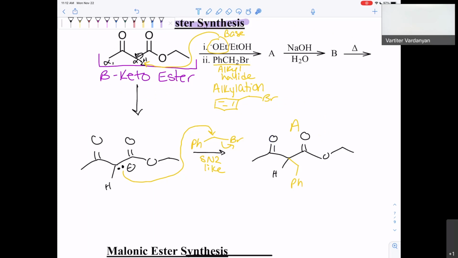Yes. It could be any alkyl halide. The only reason I use this one for both sets of reactions is because that's what he uses in lecture usually.